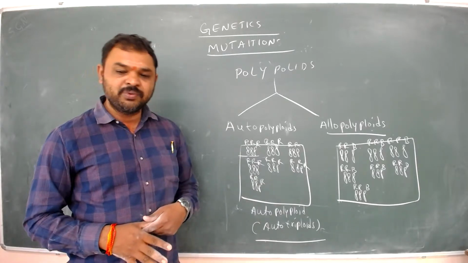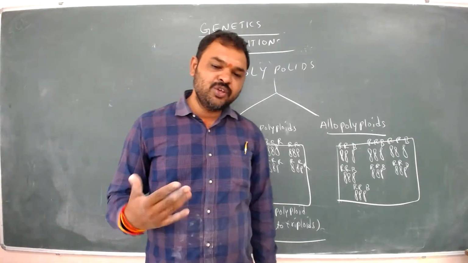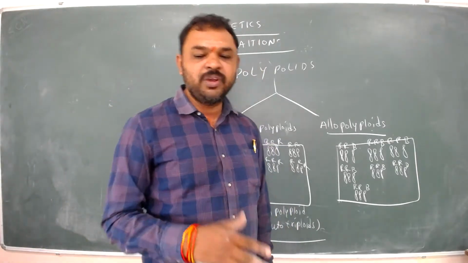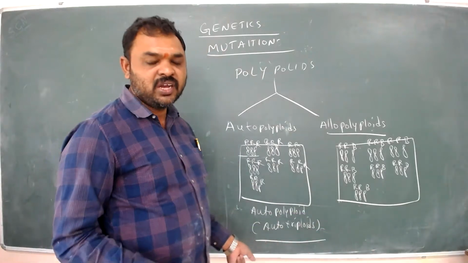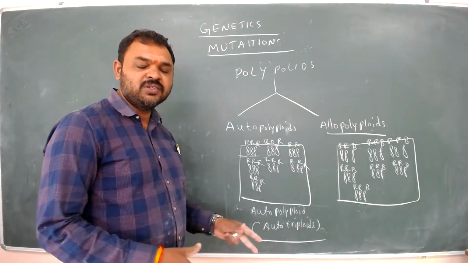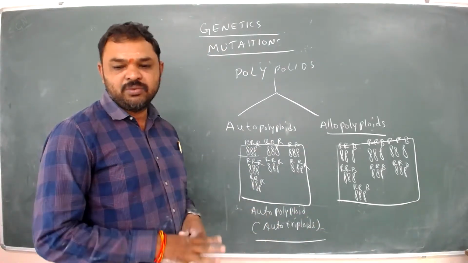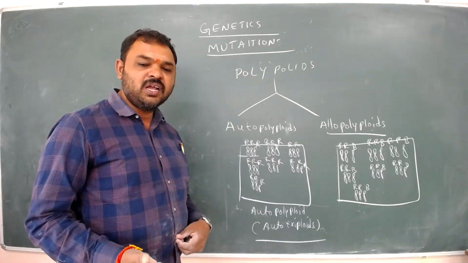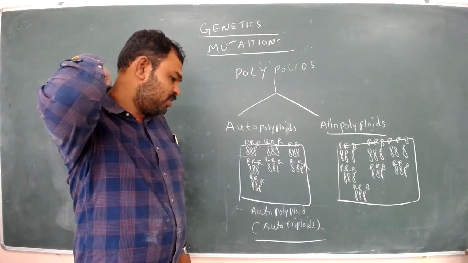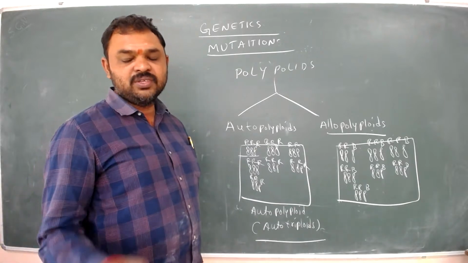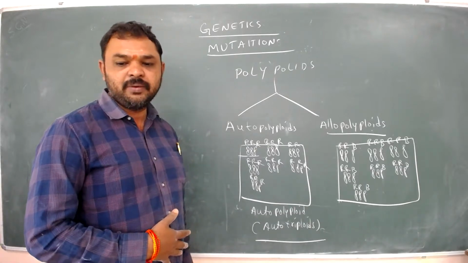Here two categories will be there: aneuploidy and euploidy. Euploids are of how many types? Autopolyploids and allopolyploids. Total, these are chromosomal mutations. Next one, gene mutations. Gene mutations are also called point mutations.